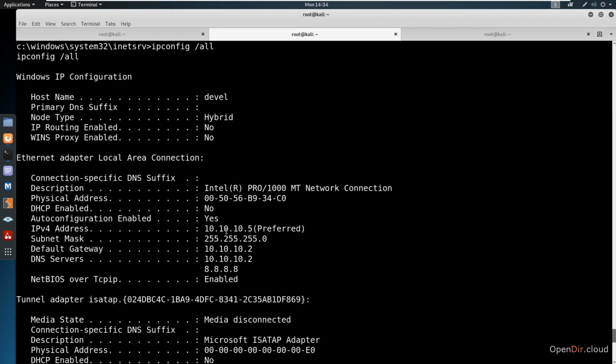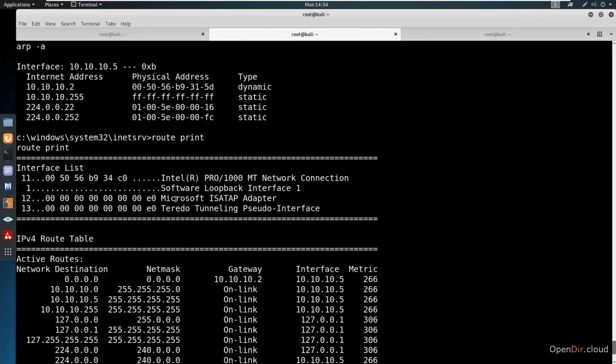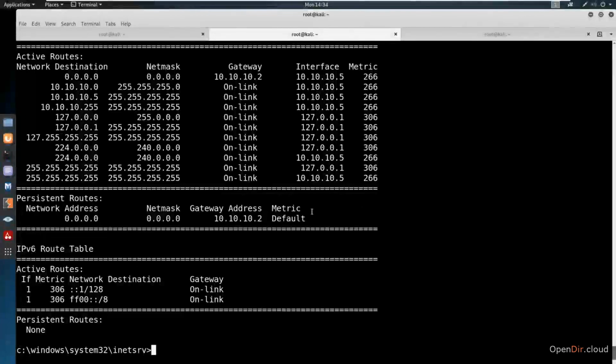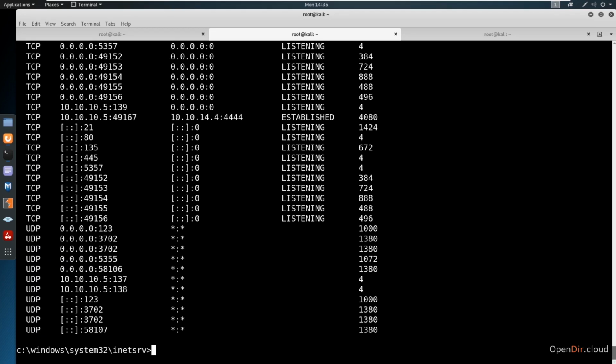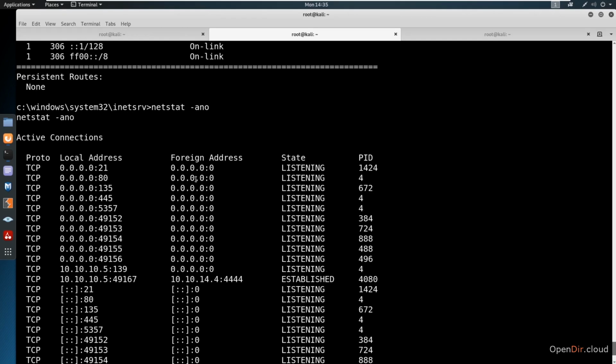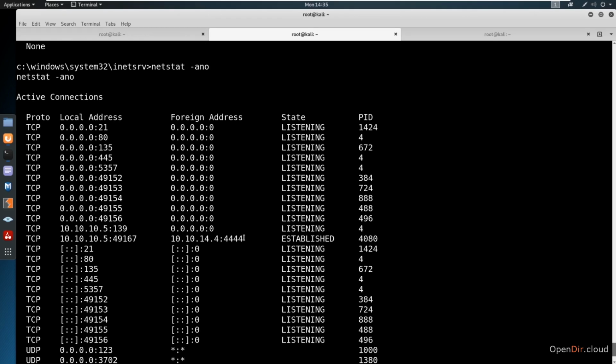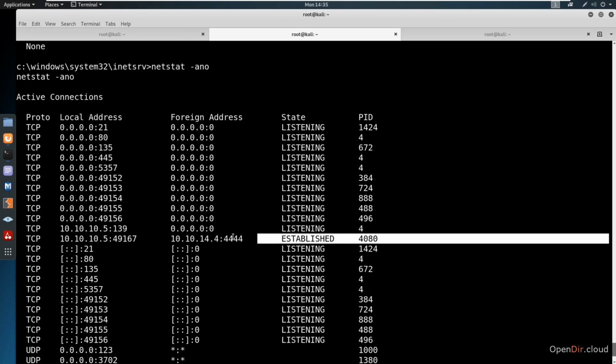So there's a lot of different reasons for looking at what's going on here. Same thing with the ARP table. That's another thing. If we're communicating to another machine, that's important to know. The routing table, same thing. And then netstat is super important. So let's do a netstat -ano and see what ports are out there. We should know, where are we talking to? Who are we communicating with? Well, you can see we're communicating with us over this 4444, and that's an established connection.